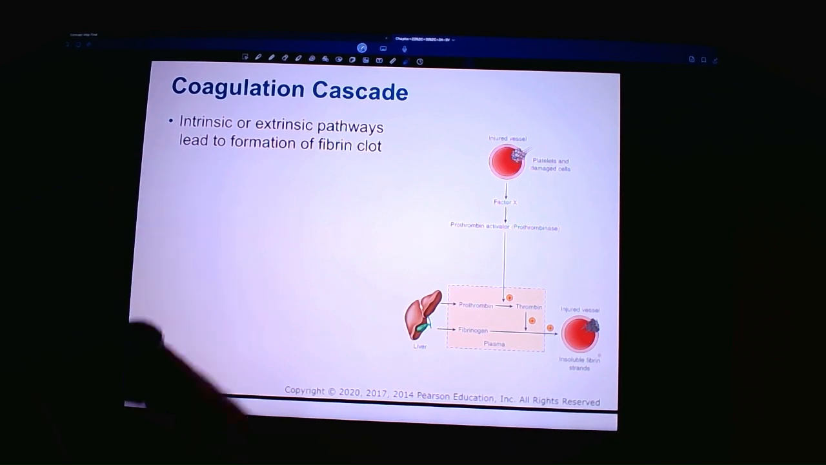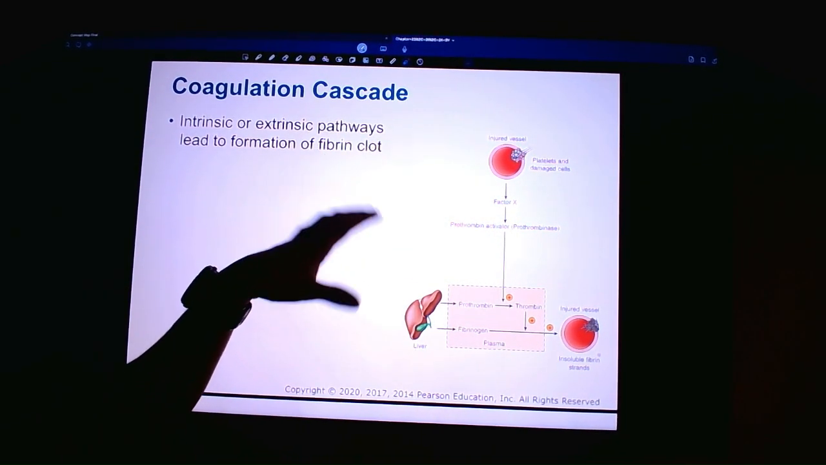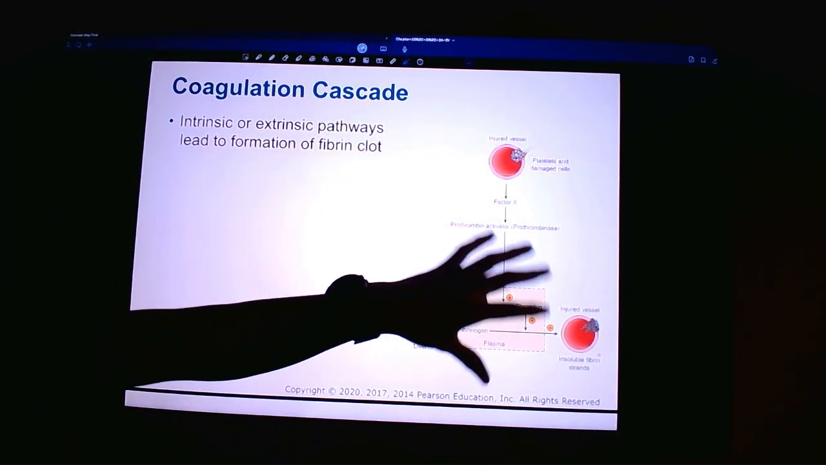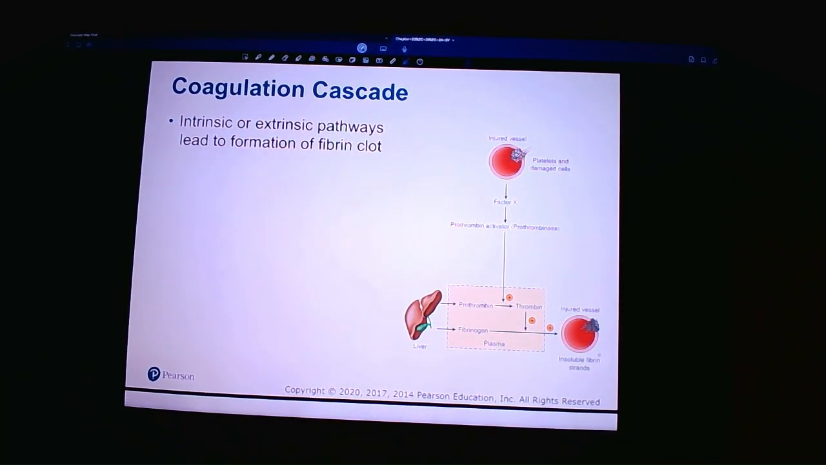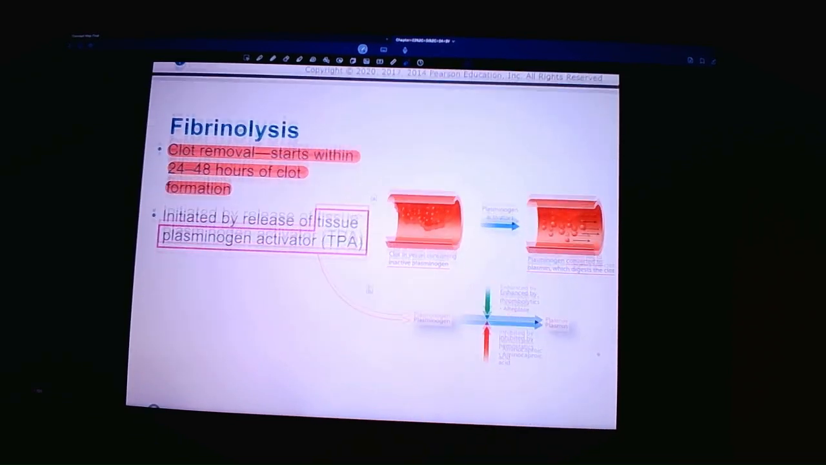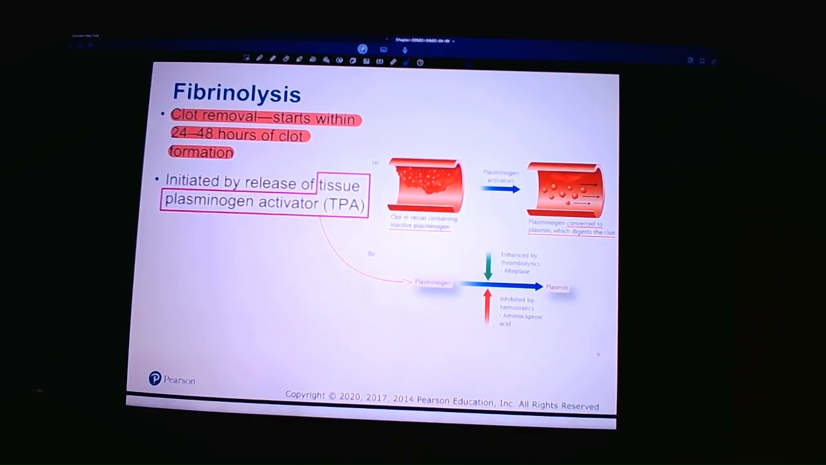There are several different pathways to it. There are chemical pathways, there are physical pathways. There are so many different things going on. Luckily, we don't really need to go that in depth about that. That's something a physiologist would do.